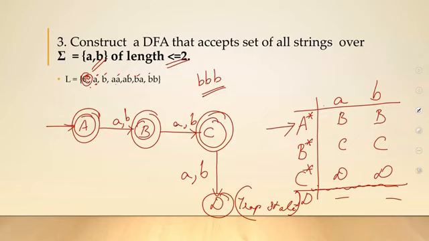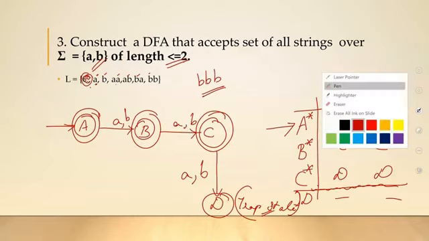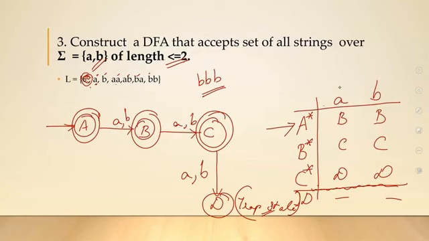Always have in mind when you think about a particular limit for the string, like less than or equal to 2 or equal to 2, if the length is specified, you will be having a trap state, because if you imagine going for a string greater than that length, that should be rejected, which means you are to go to a trap state. That is the simple logic which you can think.